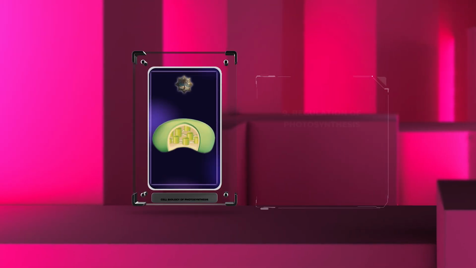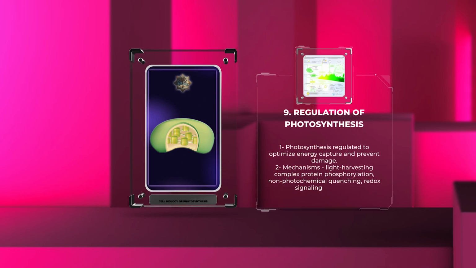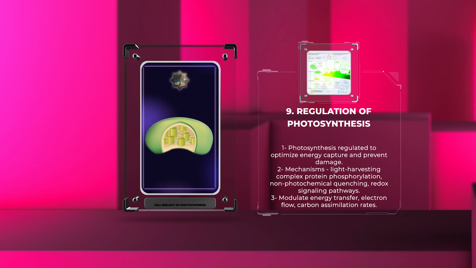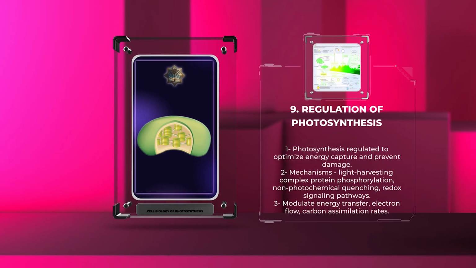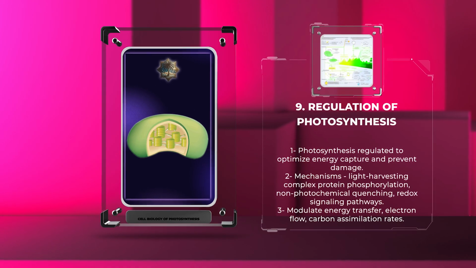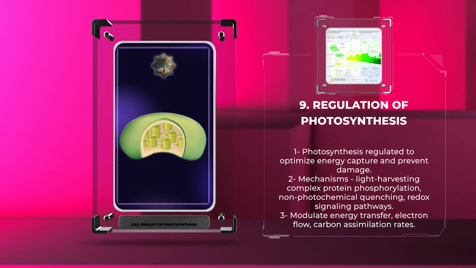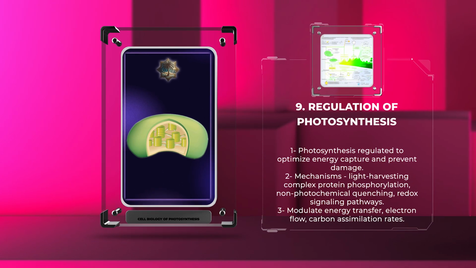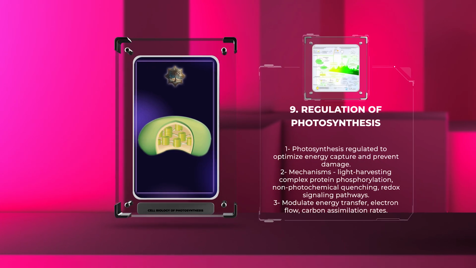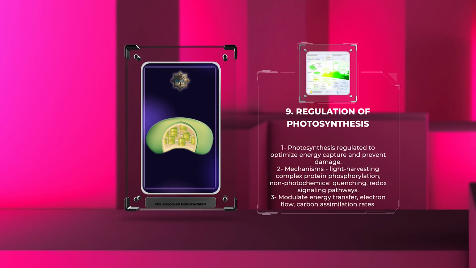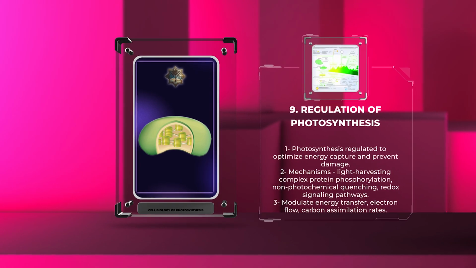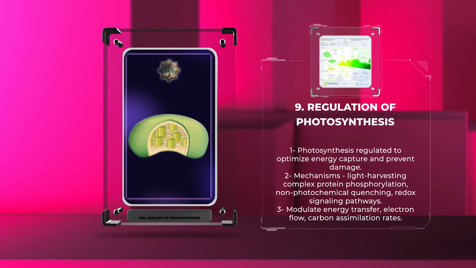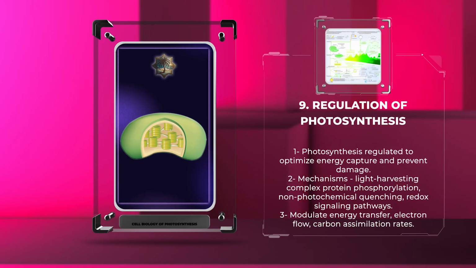Photosynthesis is tightly regulated to optimize energy capture while preventing damage from excess light or environmental stress. Various regulatory mechanisms, such as the light harvesting complex protein phosphorylation, non-photochemical quenching, and redox signaling pathways, modulate the efficiency of energy transfer, electron flow, and carbon assimilation rates. These intricate regulatory networks ensure that photosynthetic organisms can adapt to changing environmental conditions.